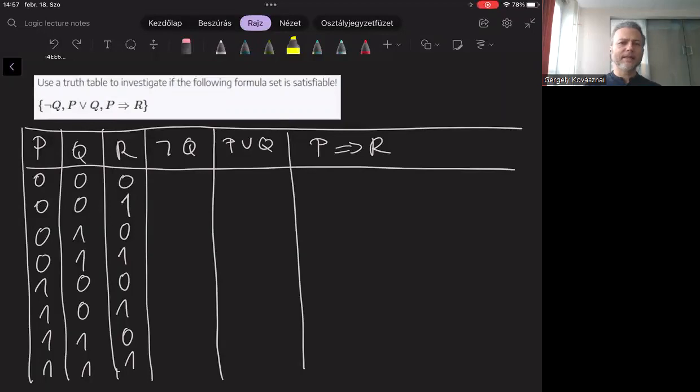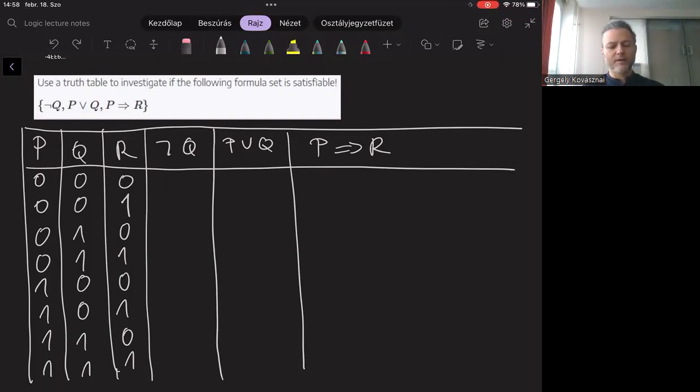We have to find at least one interpretation in the truth table, at least one interpretation out of the 8 ones, which makes all the 3 formulas 1, 1, 1. Okay, so what we have to do, of course, is to evaluate all the 3 formulas in this shared truth table. Let's start with the first one, not Q.